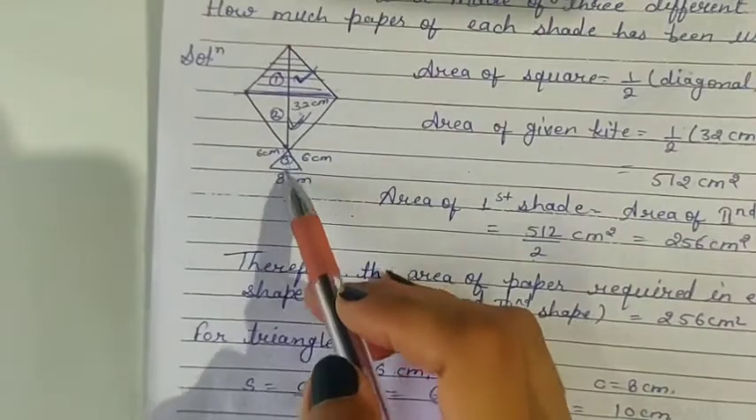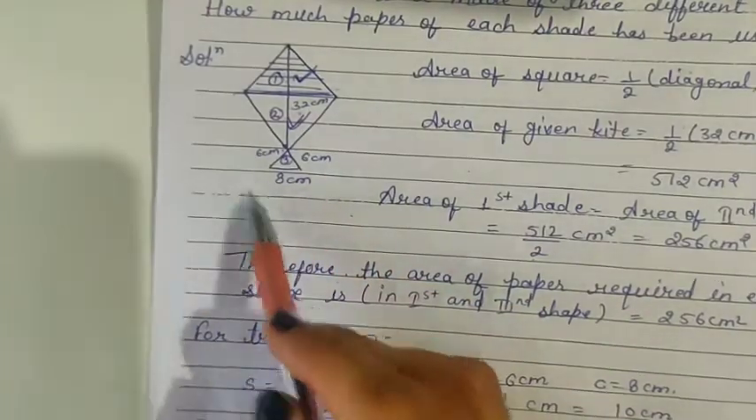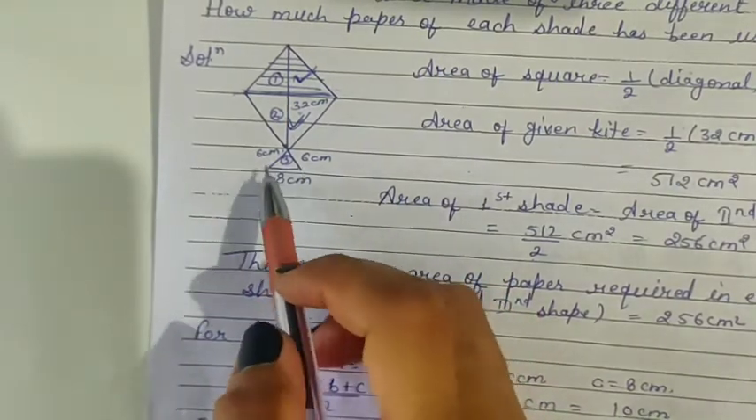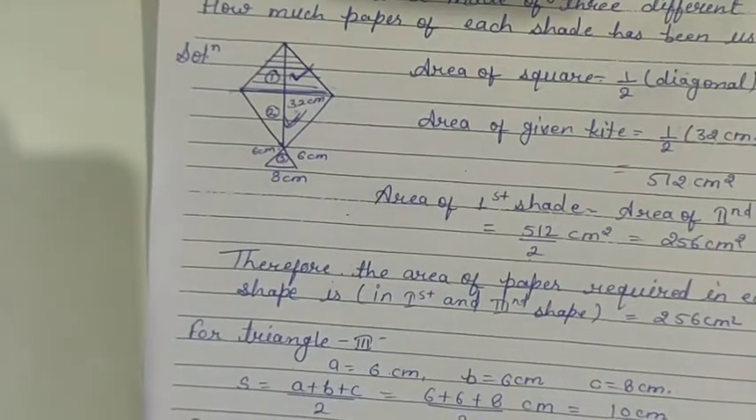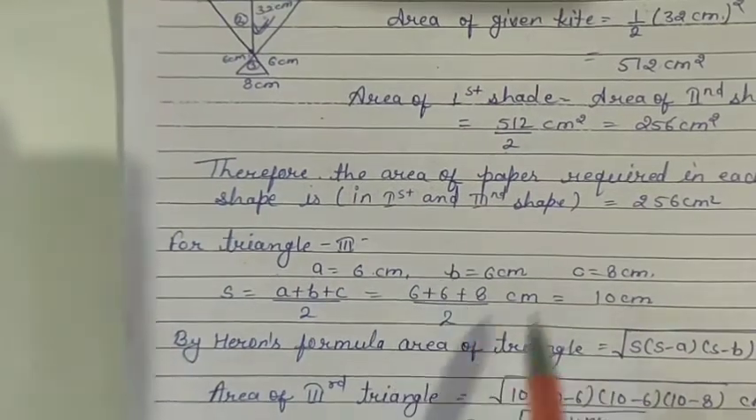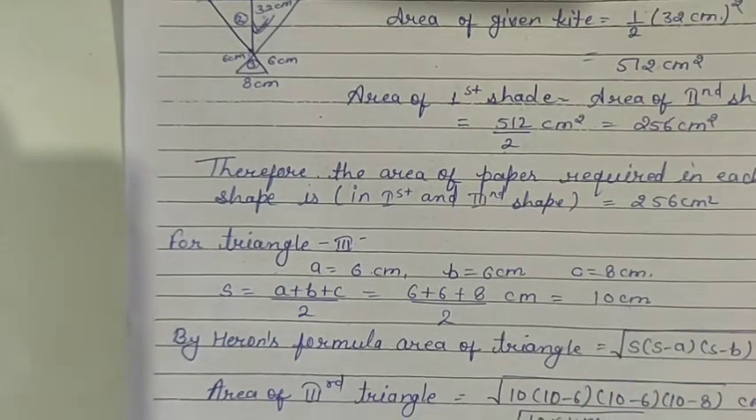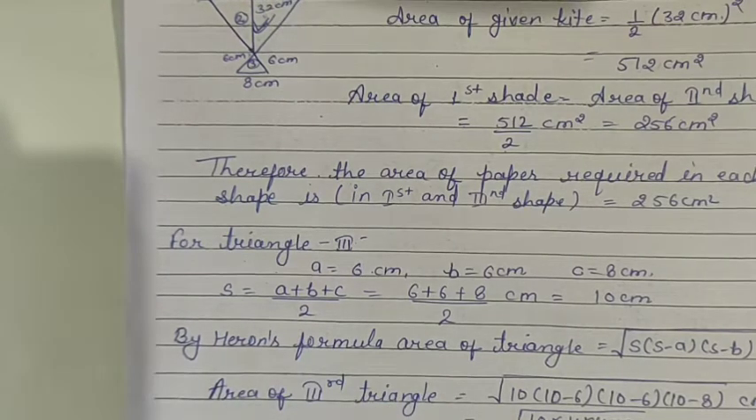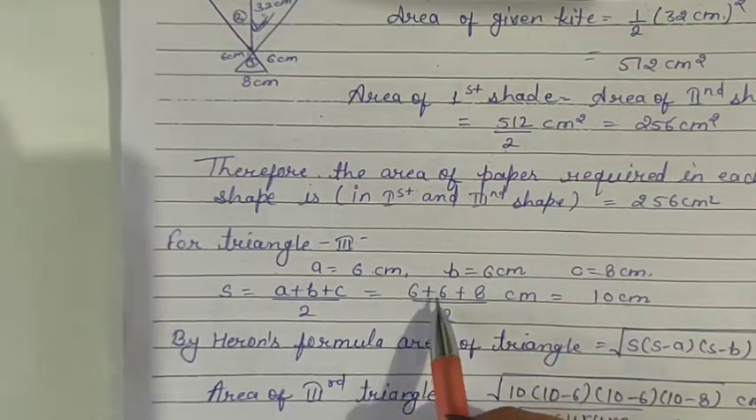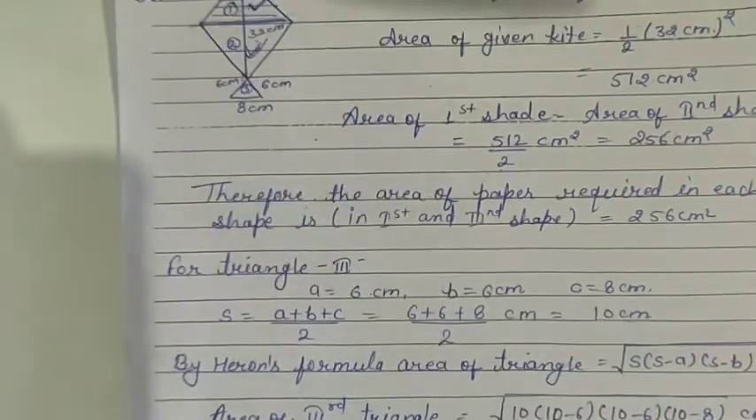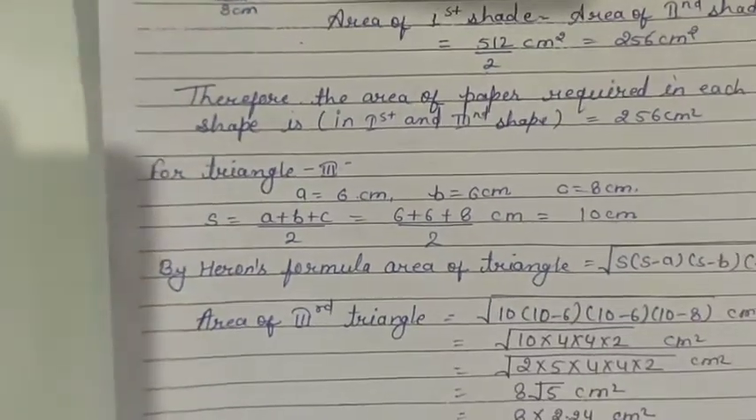Now we will find the area of its base, and this is an isosceles triangle, and its sides are 6 centimeter, 6 centimeter and 8 centimeter. Then we use Heron's formula. A is equal to 6 centimeter, B is equal to 6 centimeter and C is equal to 8 centimeter. So firstly we will find S, the semi-perimeter. So S is equal to A plus B plus C upon 2, that is equal to 6 plus 6 plus 8 upon 2. And when you solve it, you get 10 centimeter. It means S is equal to 10 centimeter.